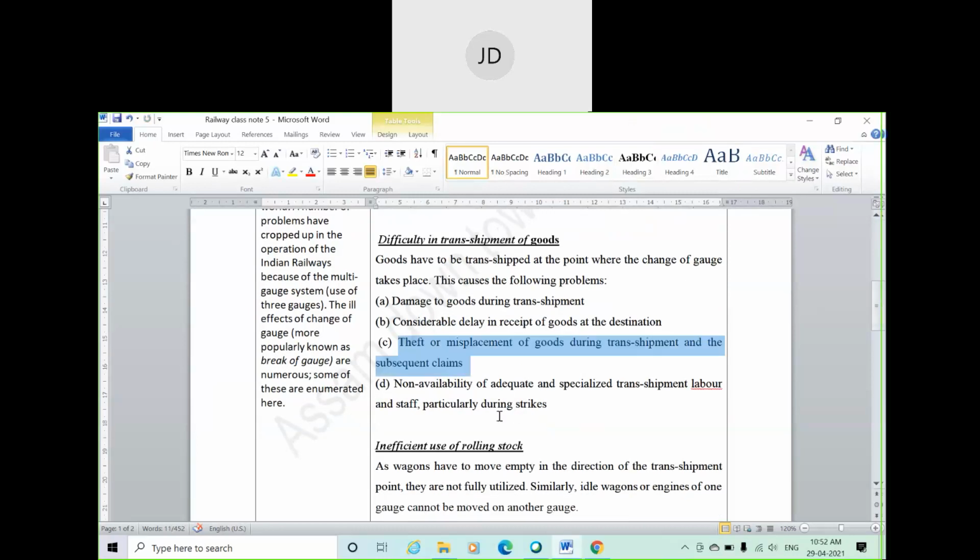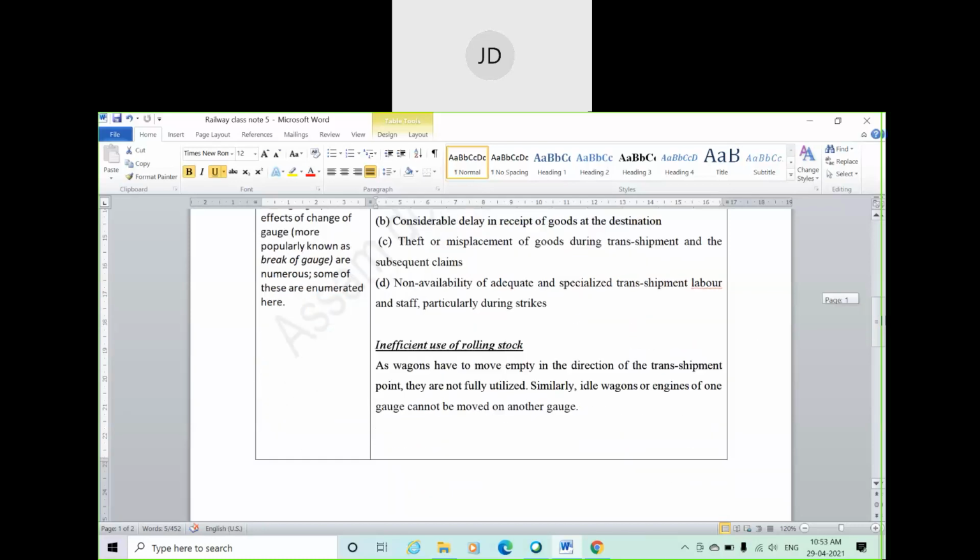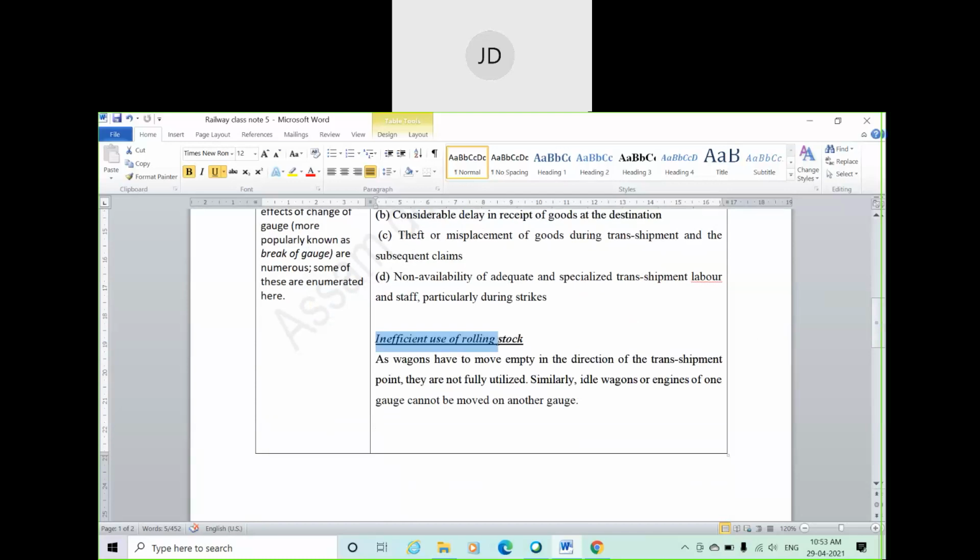The non-availability of adequate and specialized transshipping labor staff, particularly during a strike. So this also needs no explanation here. Especially in situations where no labor is available, it becomes very difficult to shift heavy goods material to another train station or another train. So this is all about the difficulty in transshipment of goods.